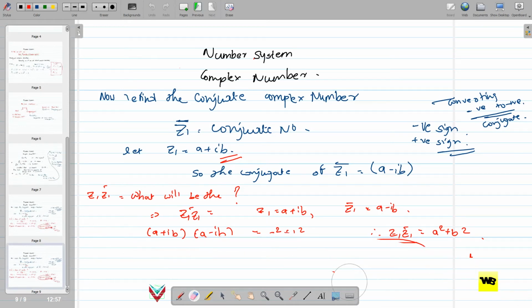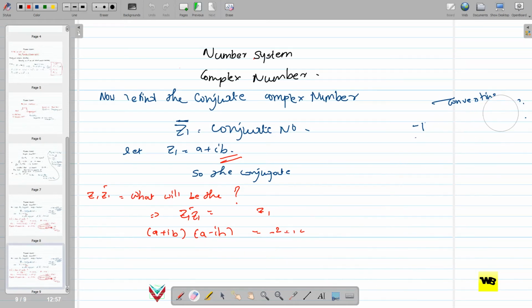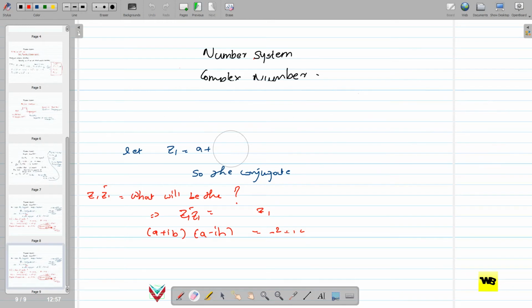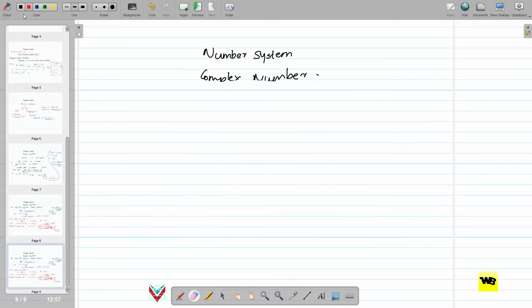Now let's see some basic examples of how to solve complex number problems. So let's see the first example. We have to find the value of I raised to 247.